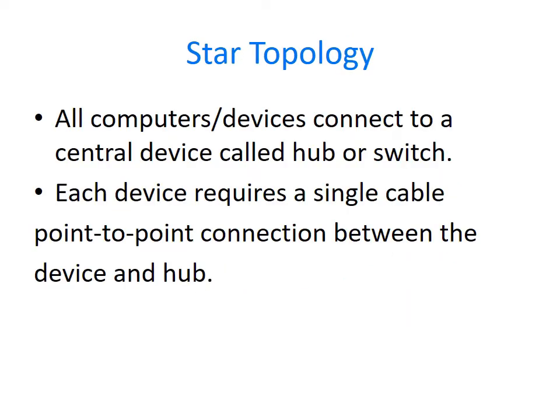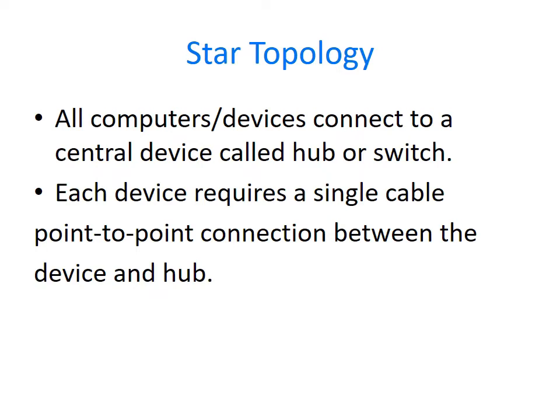So let's move to star topology. Star topology is a bit different. All computers are connected to a central device called a hub or switch. Hub and switch do the same task. It's a central device that distributes the LAN cables to be accessed by the nodes. Our nodes, in this case, are the personal computers. Each device requires a single cable, a point-to-point connection between the device and the hub or the switch in this case.